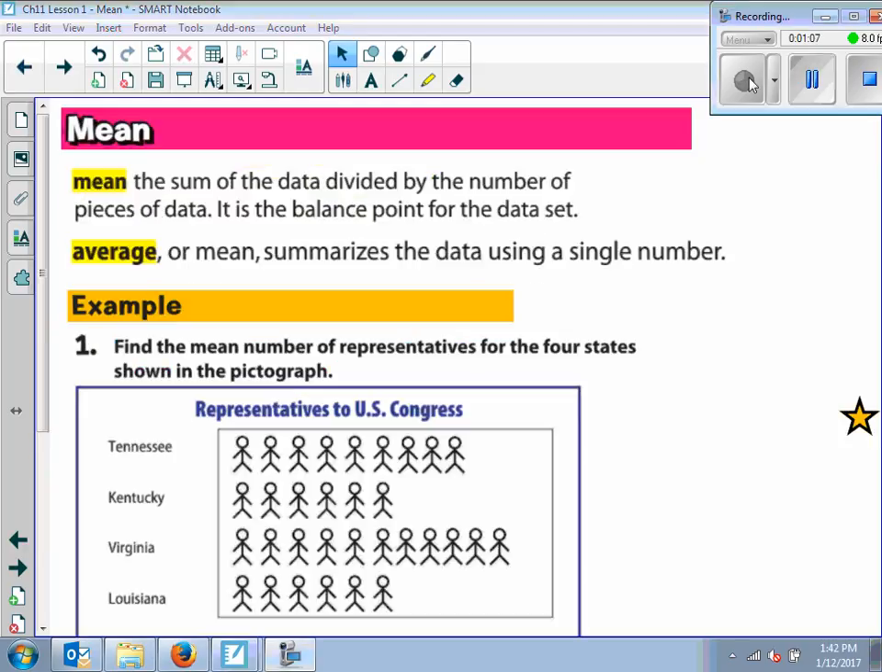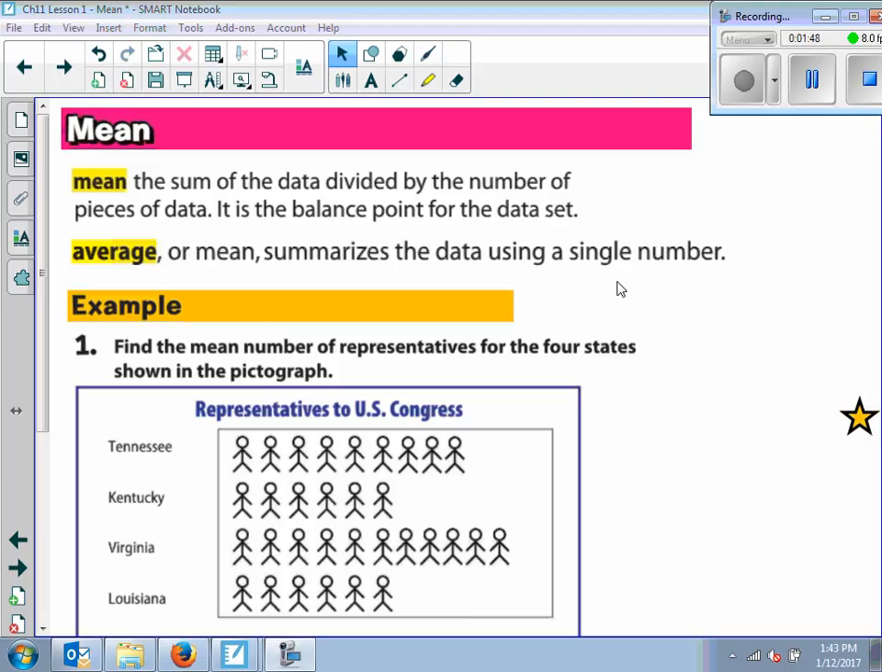All right, so here we have some vocabulary that I want you to write down. The mean is the sum of the data divided by the number of pieces of data. It is the balance point for the data set. Now, the mean and the average are the same thing. Does everybody see this? They summarize the data using a single number, like what we did in our warm-up.